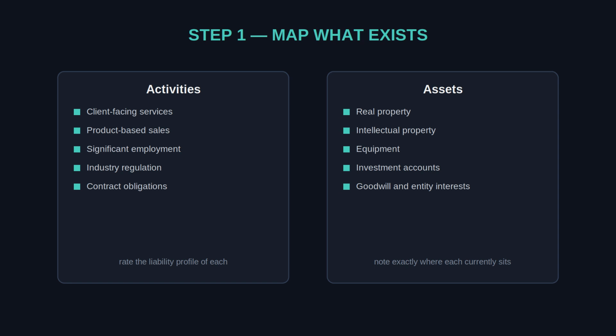Then list every significant asset: real estate, IP, equipment, investment accounts, goodwill, ownership interests, and note exactly where each one currently sits. A lot of owners assume they know this. Fewer actually do, especially once a business has grown organically instead of by design.